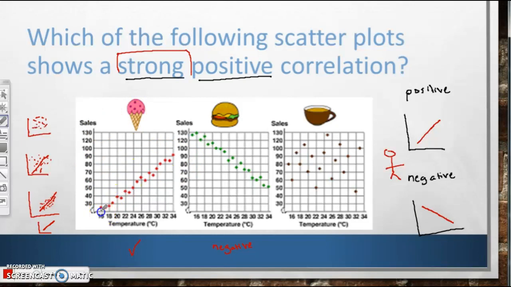So this one here with the ice cream, if I drew a line of best fit through here, and again, I'm just estimating. I didn't calculate my line of best fit. I just kind of drew one in. I can see that all those dots are very close to that line of best fit. So it's uphill, so it's positive. All the dots are really close to that line, so it is strong. So ice cream sales shows a strong positive correlation.